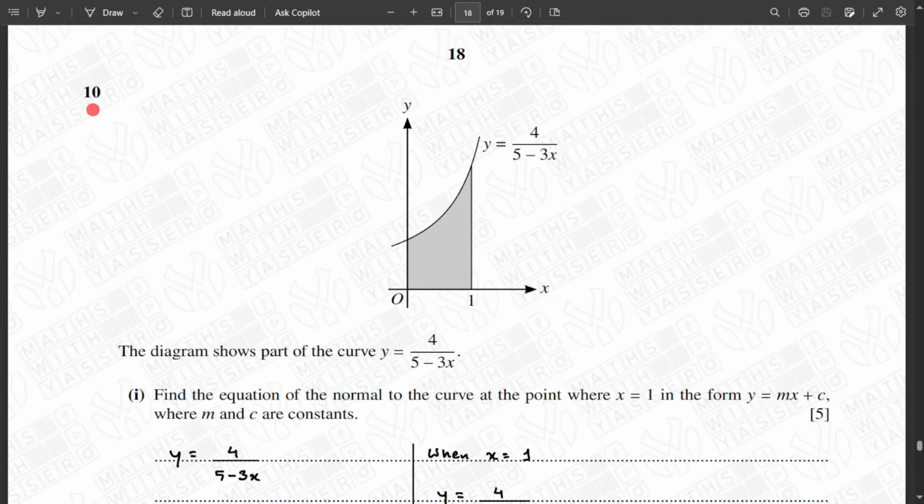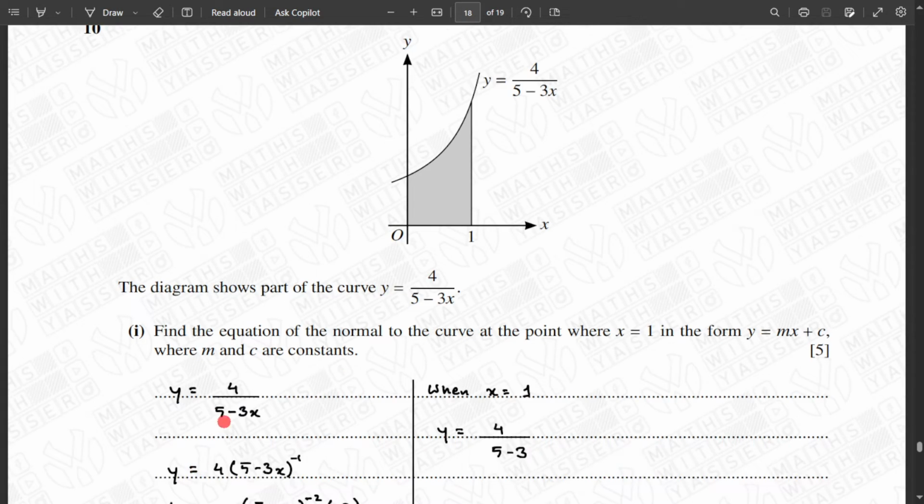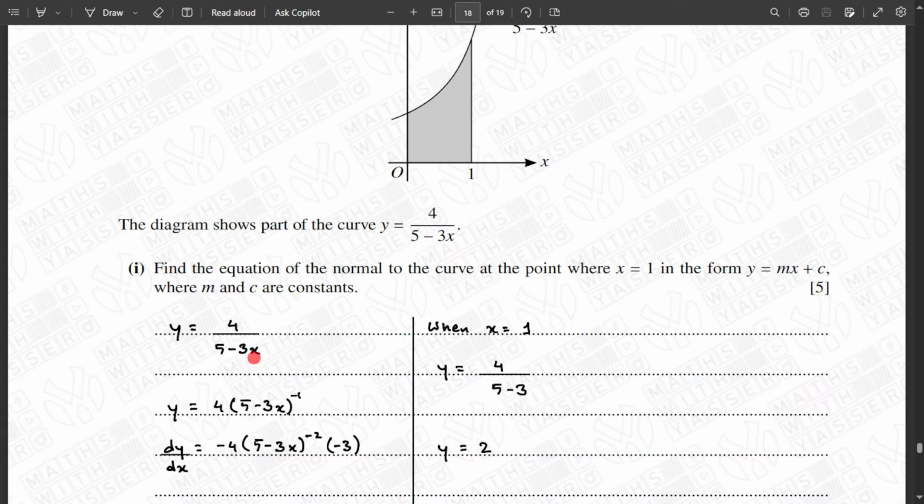Question number 10. It says the diagram shows part of the curve y equals 4 over (5 minus 3x). Find the equation of the normal to the curve at the point where x equals 1 in the form y equals mx plus c, where m and c are constants. So we have this equation y equals 4 over (5 minus 3x), or we can write it as 4 times (5 minus 3x) to the power minus 1. That will help us to differentiate this equation easily.